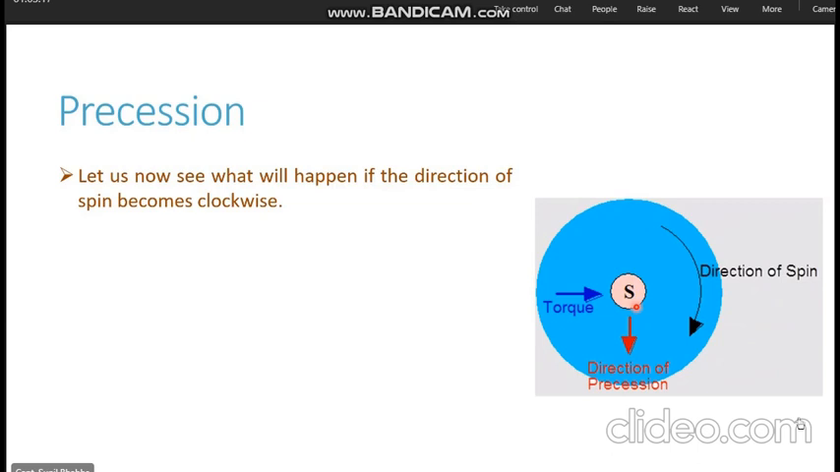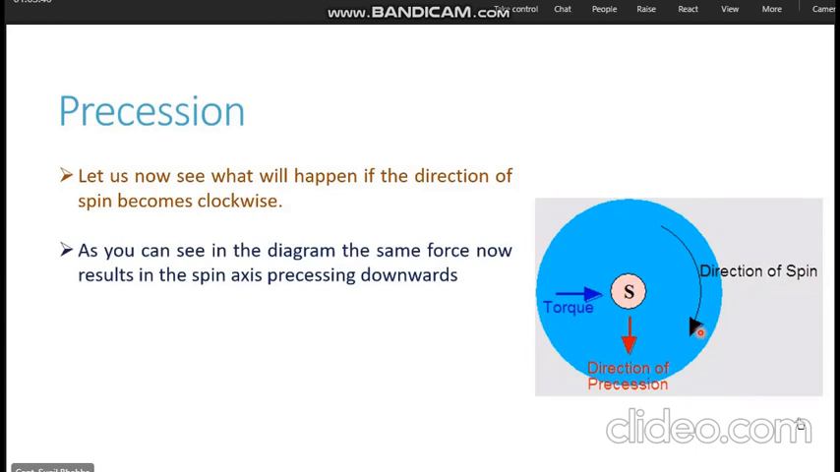The spin axis is going into the screen and coming out of the screen, pointing in the north-south direction, which means the screen you are seeing is the northerly direction, and you are sitting south of the screen. So the direction of spin in this case is reversed. You see the direction of spin is clockwise. The force being applied is the same. We are applying the same force now.